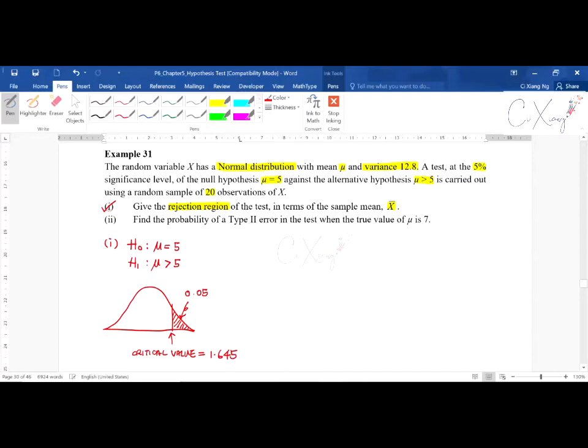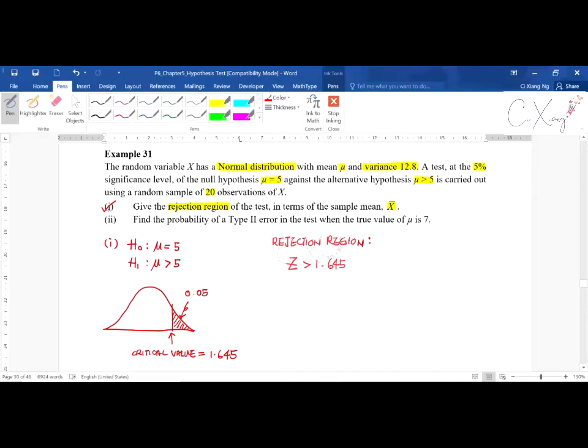Okay, so according to the diagram that we drew, this is what we have as the rejection region. Now, according to this diagram, if I want to find the rejection region, you know that the rejection region is when Z is more than 1.645. Because when your test statistic is more than 1.645, then you reject the null hypothesis. So when Z is more than 1.645, then you reject.